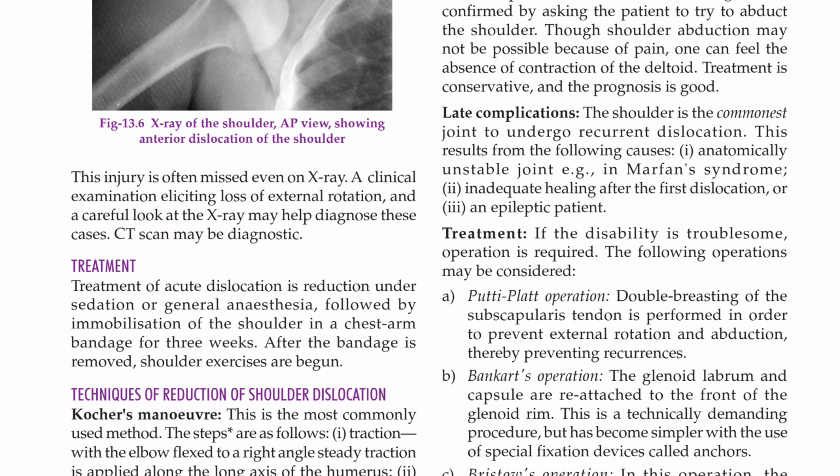So this results from the following causes. What are the causes then? Anatomically unstable joint, and another example is Marfan syndrome. And second is inadequate healing after the first dislocation. It did not heal well after the first dislocation. And an epileptic patient, if the patient is epileptic and has seizures, then this can happen.